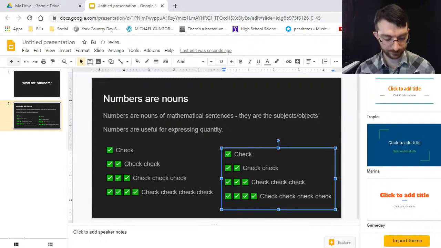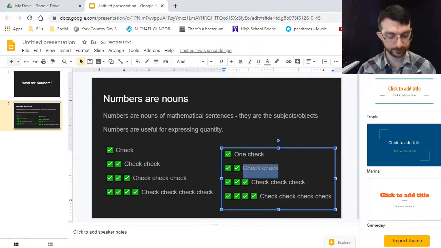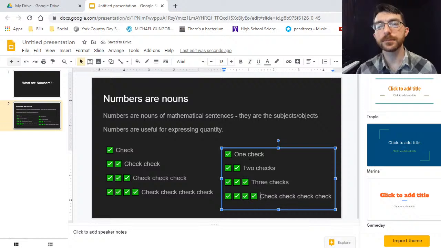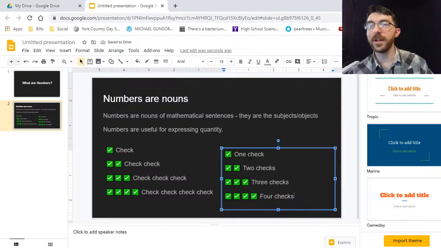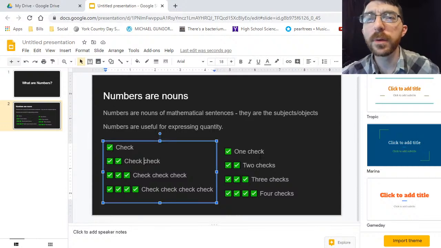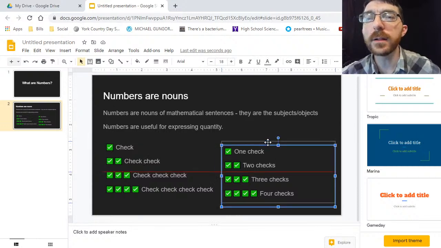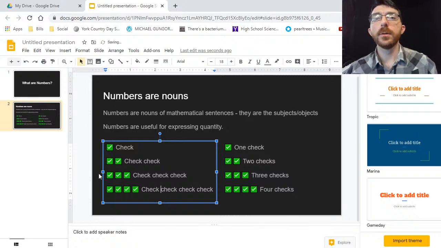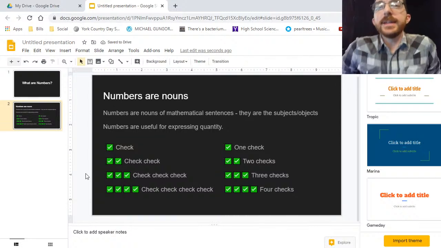but 1 check, 2 checks, 3 checks, 4 checks. Yeah, there you go. 1, 2, 3, 4. The idea being, oh wait, why did they take up? Oh, I see. I didn't line them up vertically. Okay, so yeah, that's the idea.